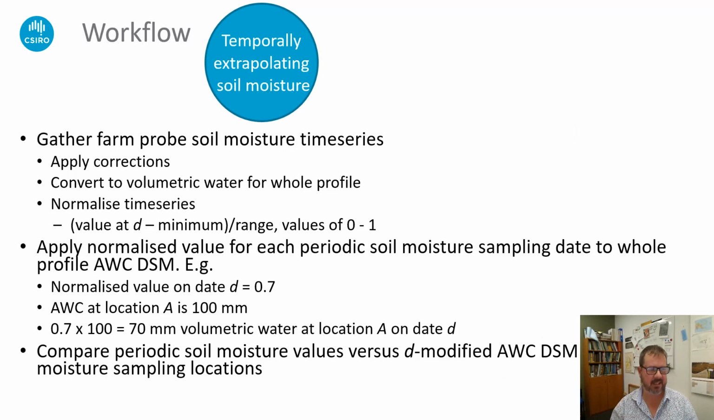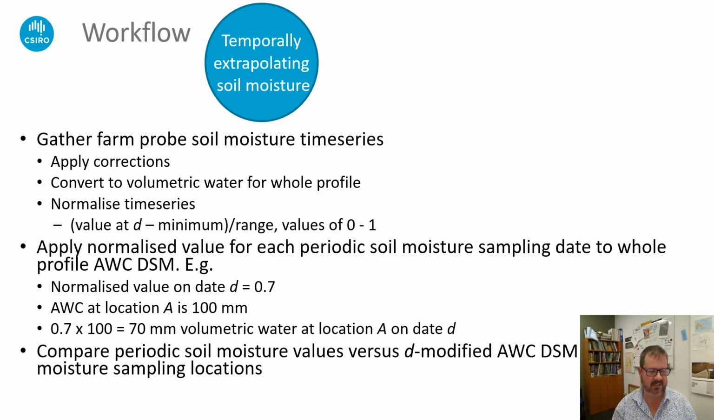Next phase, we gather soil probe moisture time series. We applied the corrections, so we have volumetric water. Then we normalize the time series. So on date D, let's say, we take the probe signal from date D, subtract the minimum value of the time series, and then divide that by the range. With the normalization, we get a value of 0 to 1. We apply that normalization according to the value on that date.